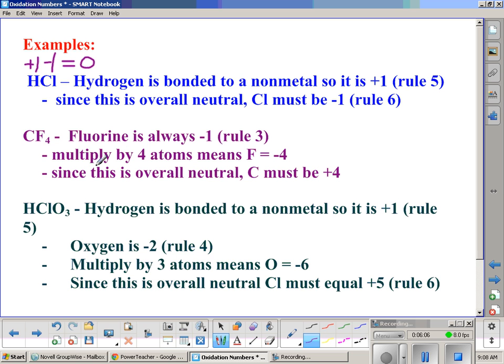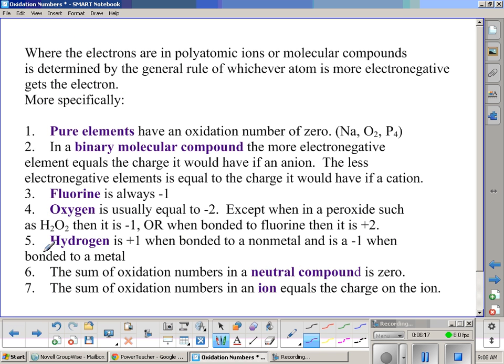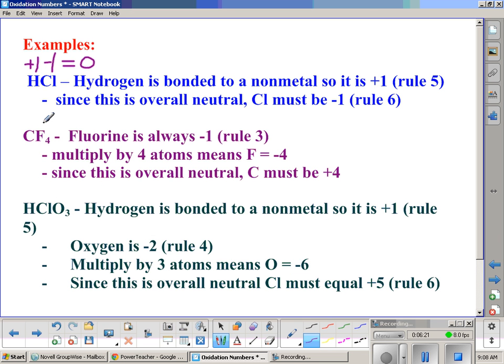Okay, let's look at the next compound here. We have carbon and 4 fluorine atoms. Well, fluorine, rule number 3, let's look at rule number 3. Rule number 3, fluorine is always -1. Okay, we have -1. I'll just write that in here. And since we have 4 of them, that means that we can multiply by 4. And that's actually -4 right there.